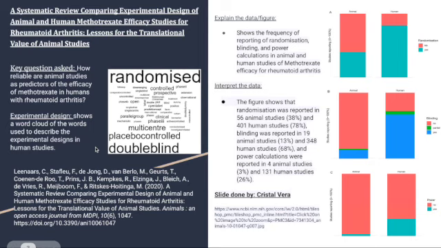When explaining the data in the figure, it shows the frequency of reporting of randomization, blinding, and power calculations in animal and human studies of methotrexate efficacy for rheumatoid arthritis. When interpreting the data, the figures show that randomization was reported in 38% of animal studies and 78% in human studies in figure A. Blinding was reported in 13% of animal studies and 68% of human studies in figure B. And lastly, power calculations were reported in 3% of animal studies and 26% of human studies in figure C.